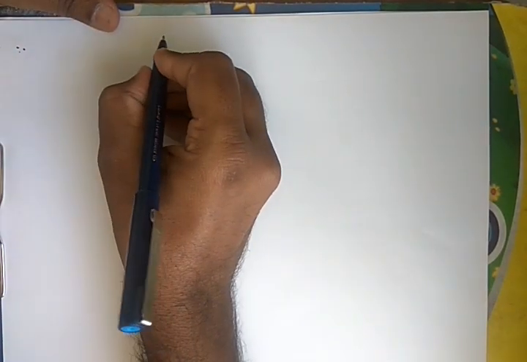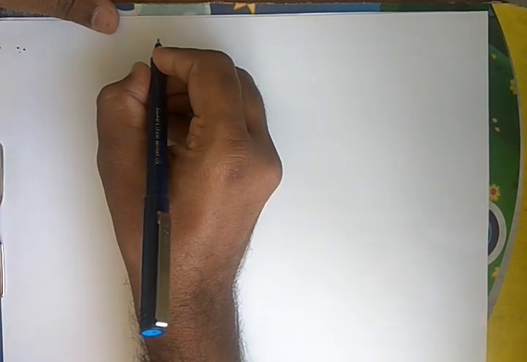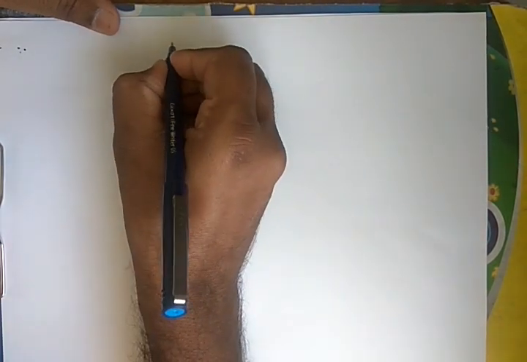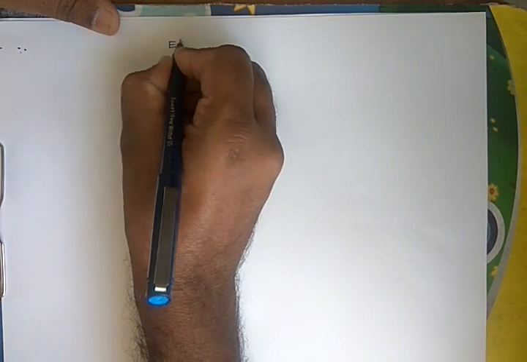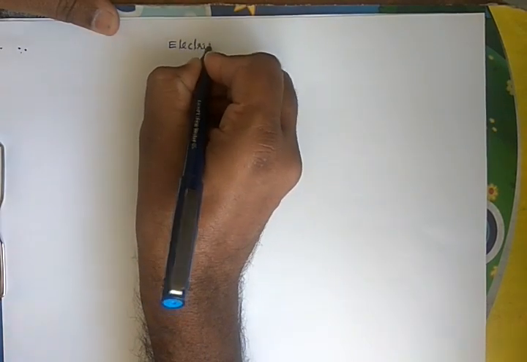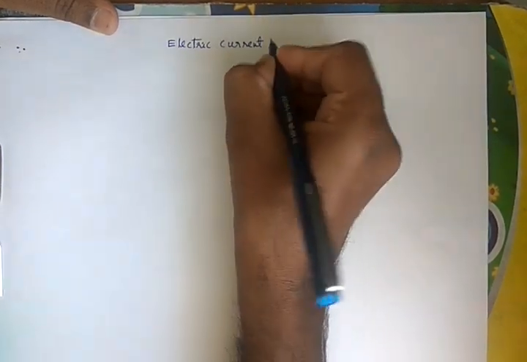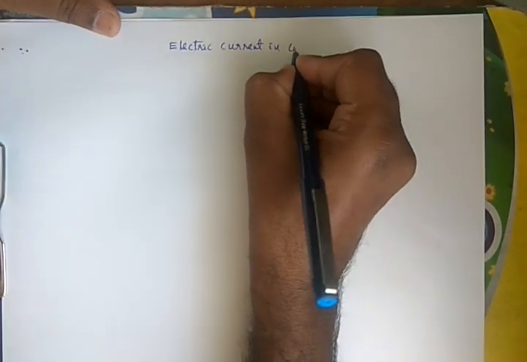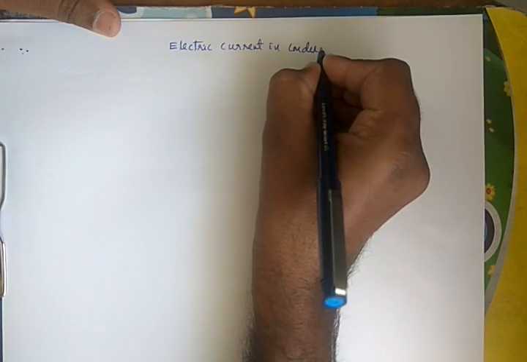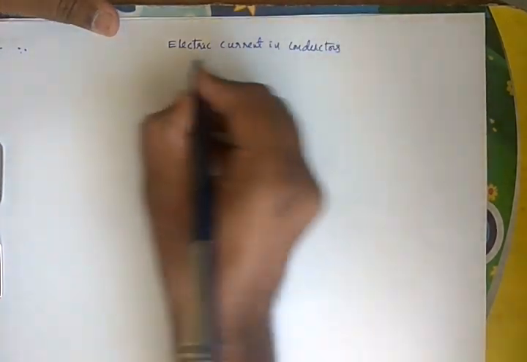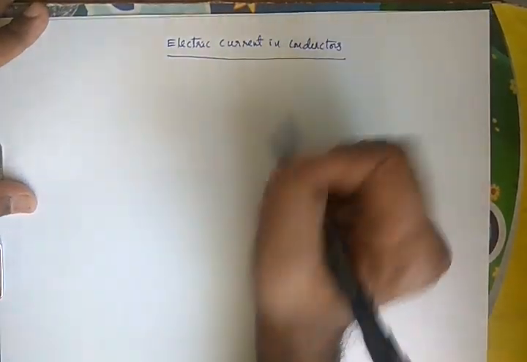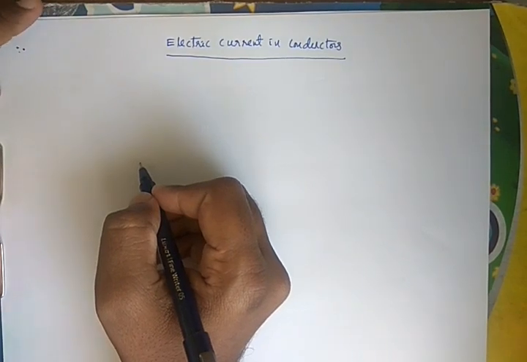So the current topic is electric current in conductors. Electric current in conductors. See, let us define what is a current first.